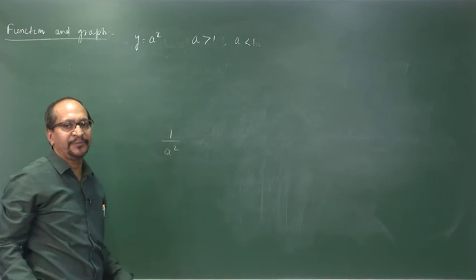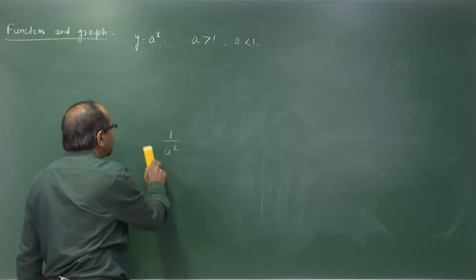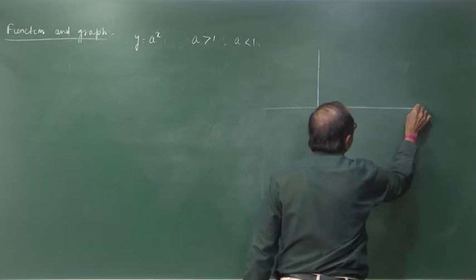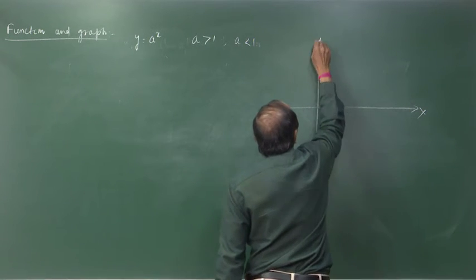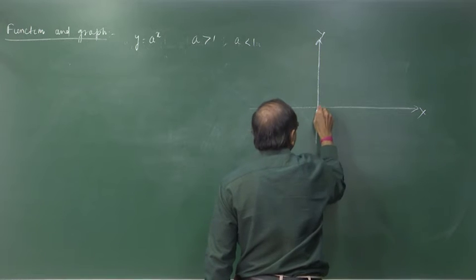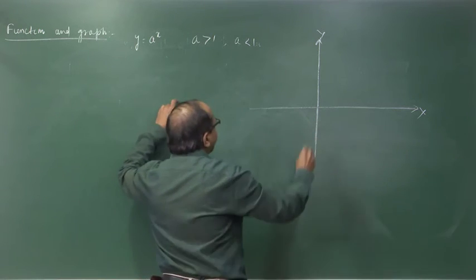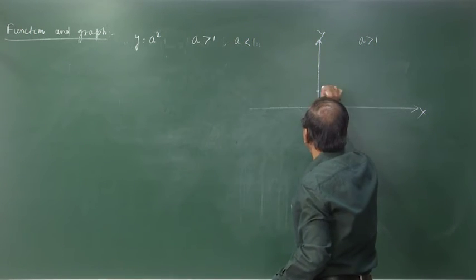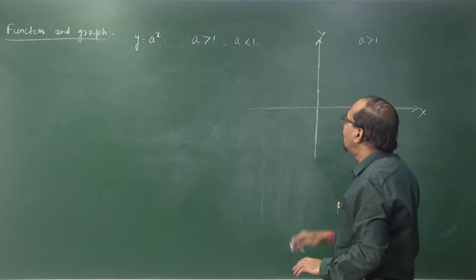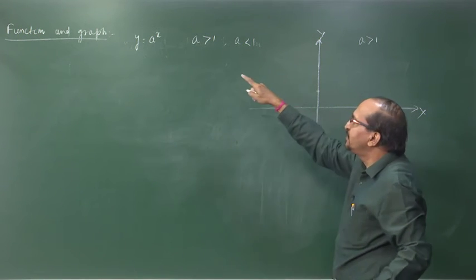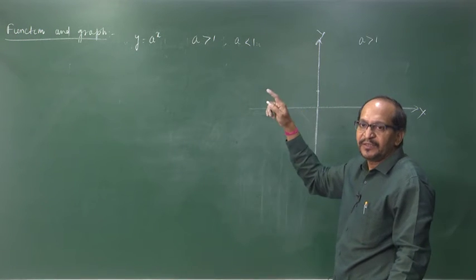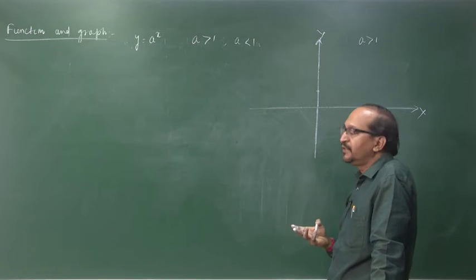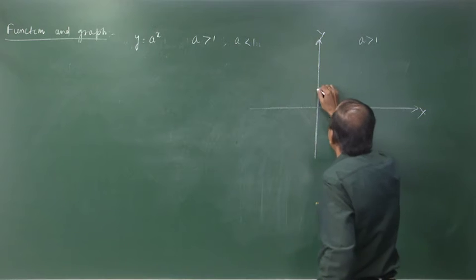Let us first see what happens when a is greater than 1. For a greater than 1, when x is equal to 0, y is equal to 1, this is the point. When x increases, suppose x is 2, y is equal to a square, x is equal to 3, y is equal to a cube, x is equal to 4, y is equal to a to the power 4, means the power is increasing, the value is increasing, the graph is increasing.